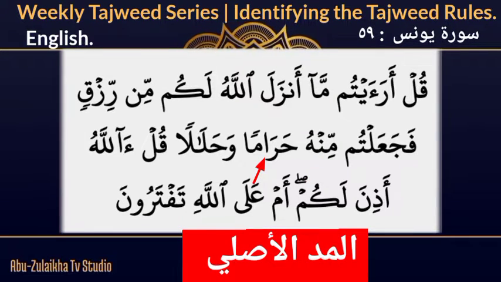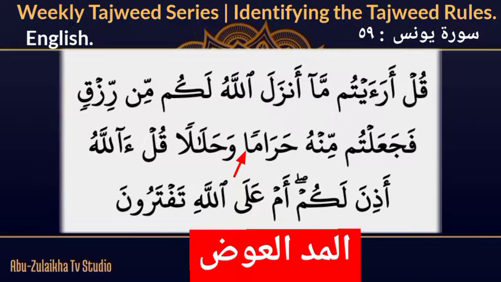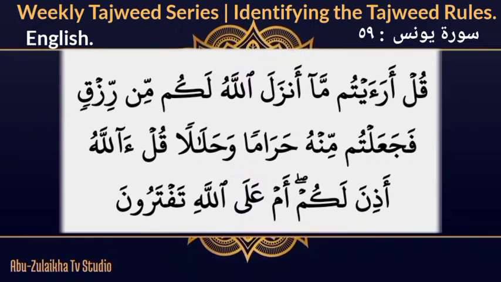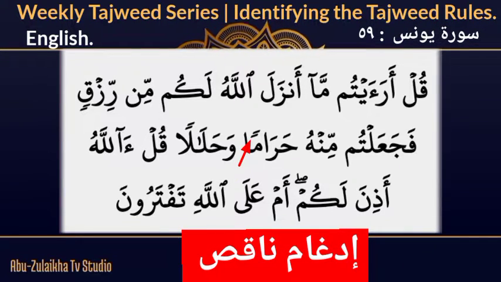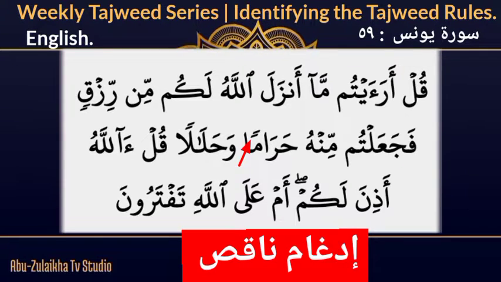فَجَعَلْتُم مِّنْهُ حَرَامًا. I said hara. The ra has been elongated, and this type of elongation is known as al-madd al-asli, that is basic elongation. Harama. When I pause there, that is al-madd al-iwad. But if I'm to proceed, that is haraman, right? That is the rule we change to idghamun naqis. You understand? Idghamun naqis. So let's move further.